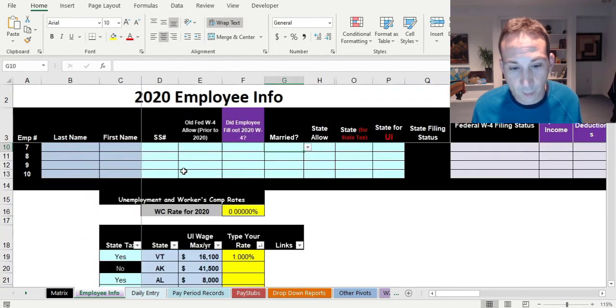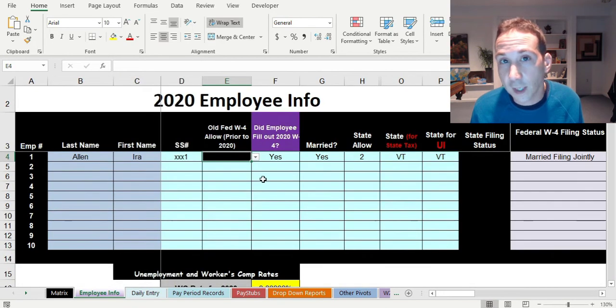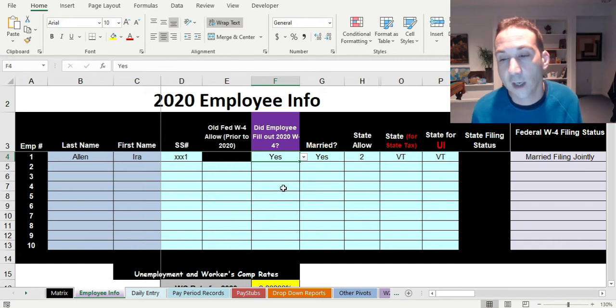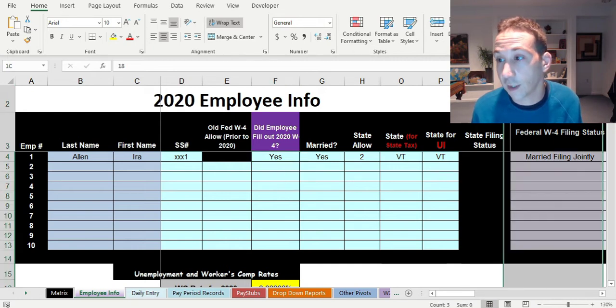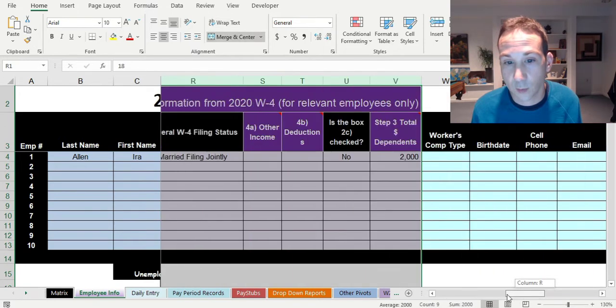So in this payroll file, you're going to put information like the last name of the employee, the first name, a social security number if you want to put it there. Did the person fill out a 2020 W-4? The answer is yes or no. If the answer is yes, which it really should be going into the future years here, you're going to then fill in some information over here about the W-4 and what's on that new 2020 W-4.